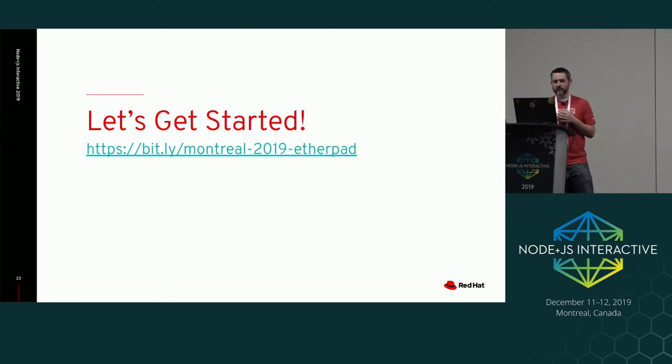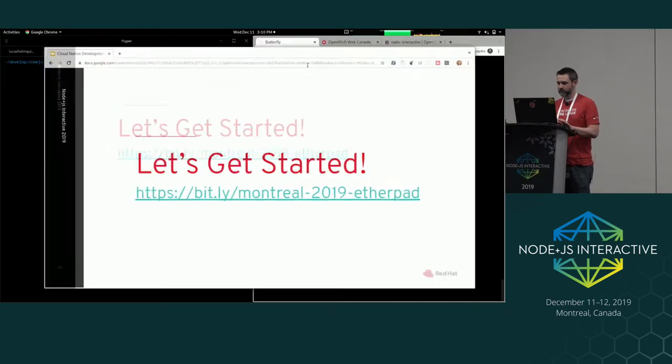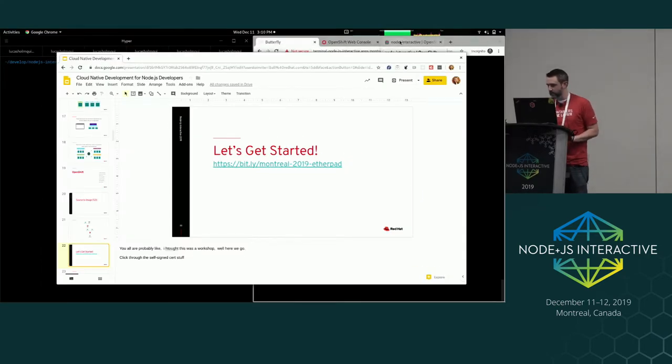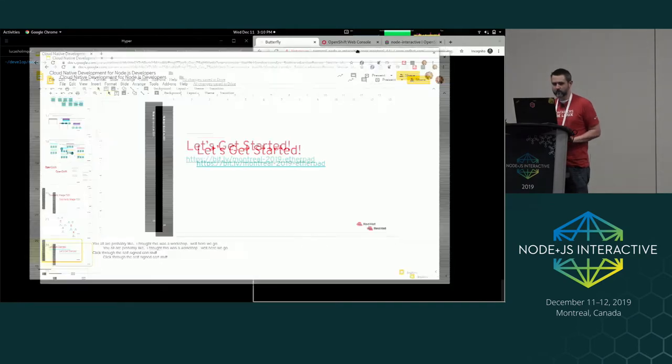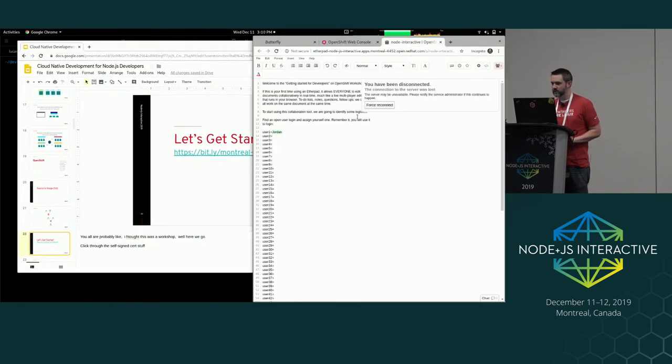So if everybody wants to go to this link, this will open up an Etherpad. You might have to allow the exception, because it's a self-signed certificate, and Chrome or whatever you're using might freak out. And I'm going to switch back and forth, because I do have things open. If that's too small, let me know. You should see an Etherpad like this.